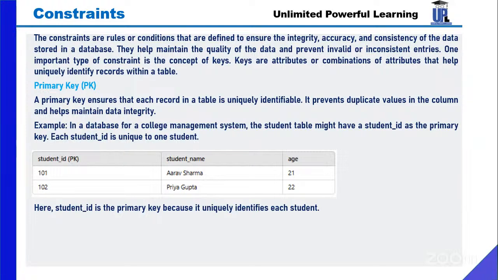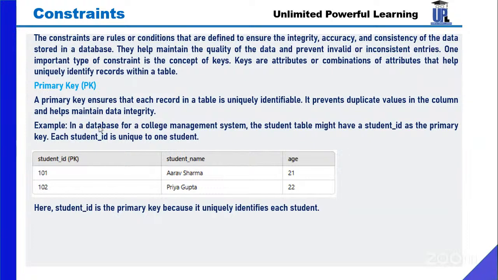What are the different types of constraints we have? First one is primary key. Please remember, if you really want to design the database, you should have an idea about what a primary key is. For remembering purposes, a primary key is nothing but it should be unique, but not empty, not null. That is called primary key.